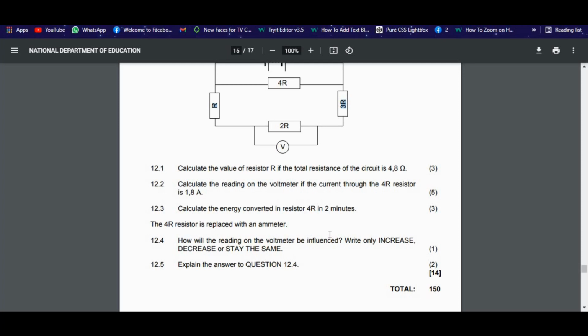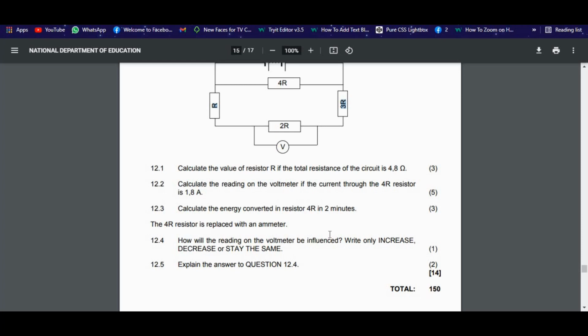First of all, the 4R resistor, you take that away. You've only got 6R, and 6 times 2 is 12. So the resistance has increased slightly, because then you only have a series circuit. Although they said the total resistance of the circuit is 4,8, so the resistance increases a little bit. But the voltmeter decreases.